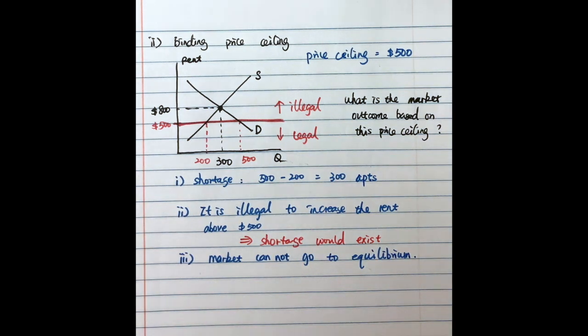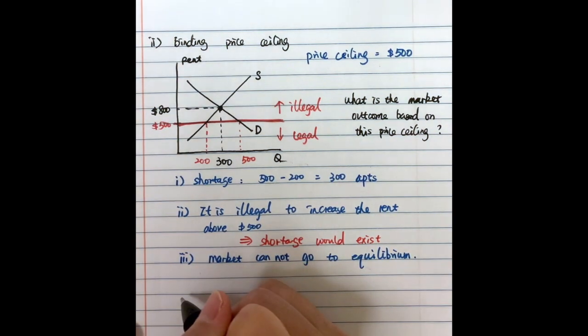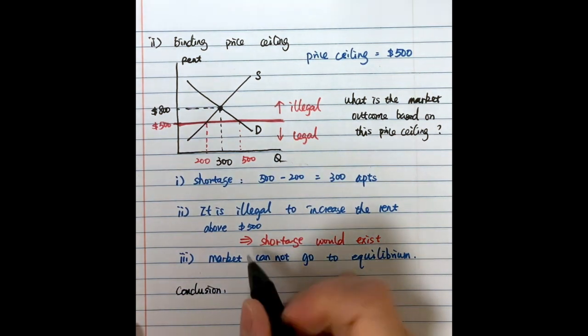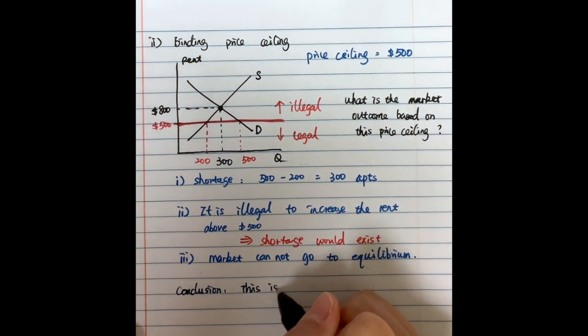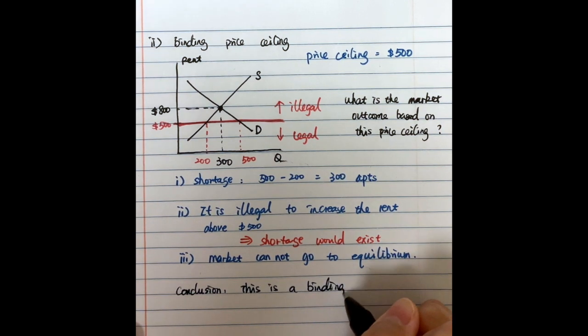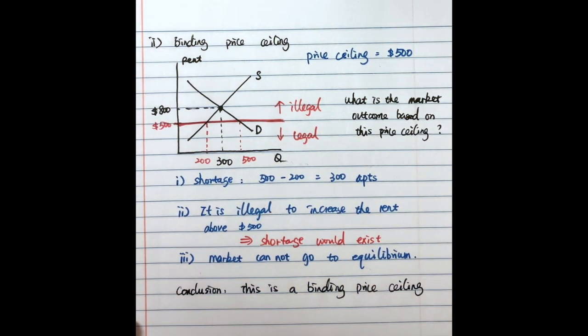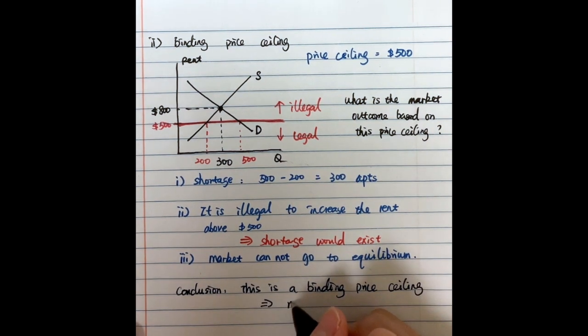So we have the conclusion here. This type of policy is effective because the people who can rent those apartments benefit from this policy, okay? So we can write down a conclusion here. This is a binding policy. This is the binding price ceiling, because at this part, the market outcome changes.